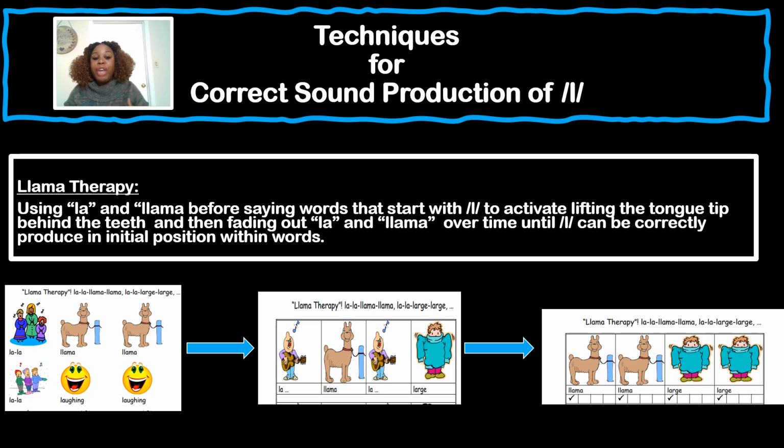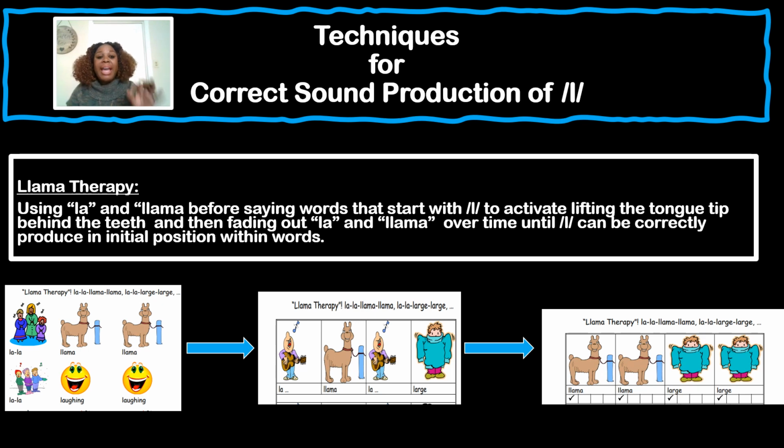Eventually you will want the child to be able to say laughing, large, without the word llama or without the word la. Now, you may say, this doesn't make any sense to me. Why would I try to teach them the word la when they're still doing a W for L? You wouldn't, okay?